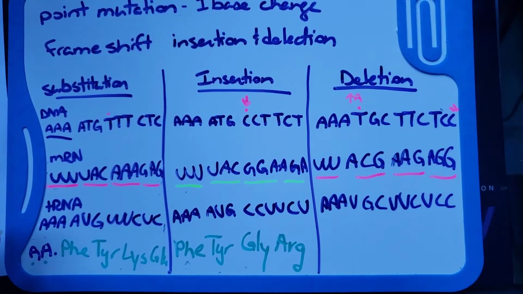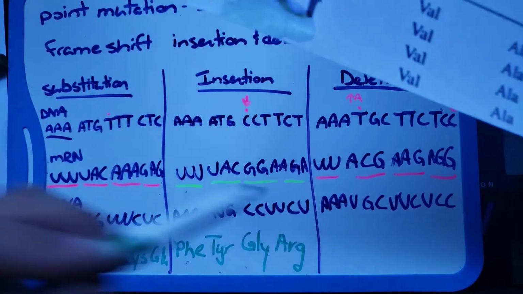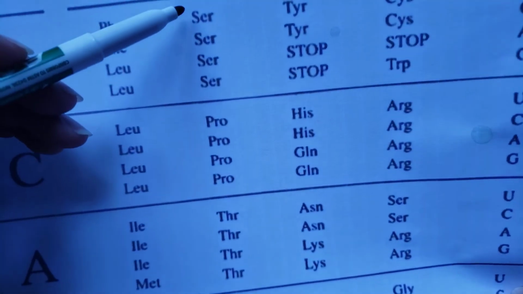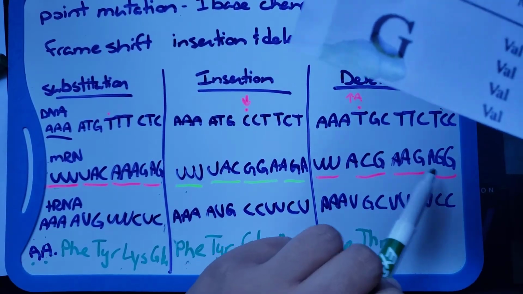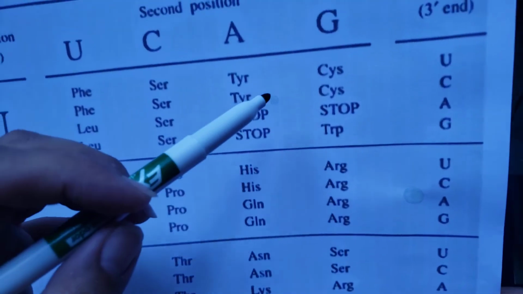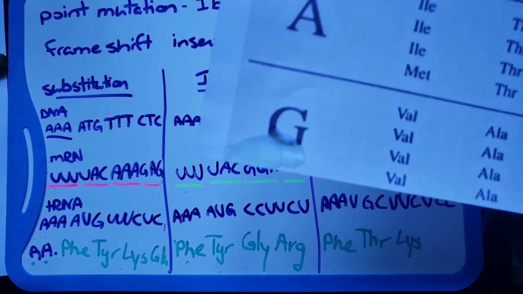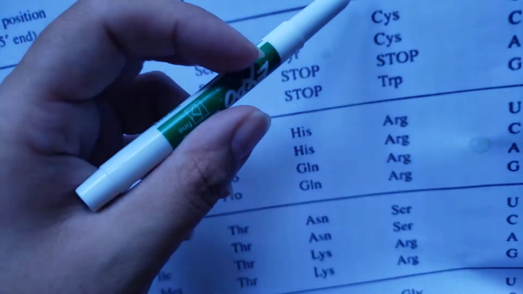All right, so when we read this, we still have U, which would be a Phe. Then we have an ACG, an A with a C with a G. Then we have AAG, A with an A with a G, as a Lys. And then the last one is AGG, A with a G with a G, and it's an Arg.